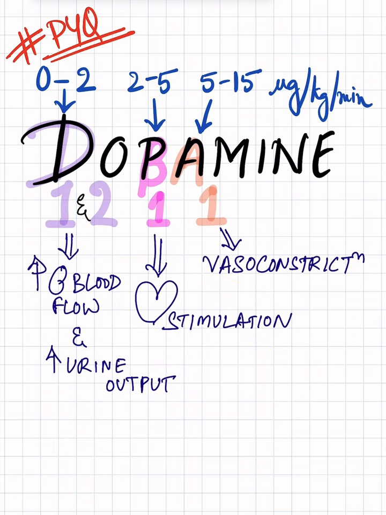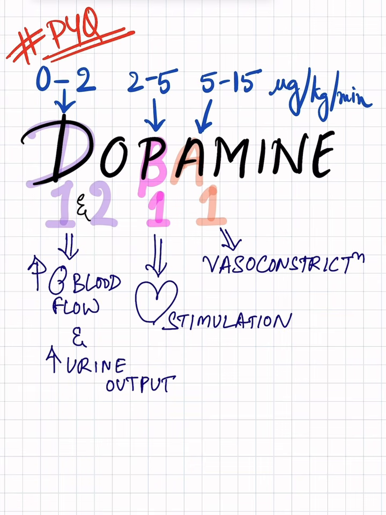So when dopamine is infused at a rate of 2 to 5 micrograms per kg per minute, it acts mainly on beta 1 receptors, which are in the heart, which can lead to cardiac stimulation, so which can increase the contractility of the heart. So lastly we have the letter A here, which stands for alpha.